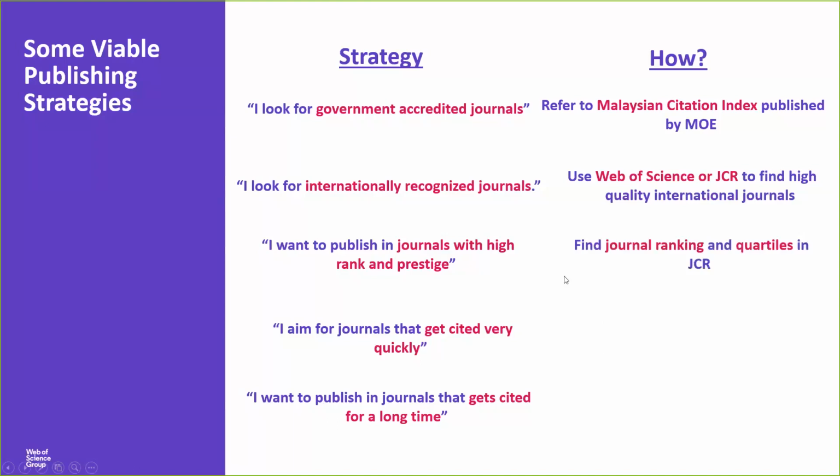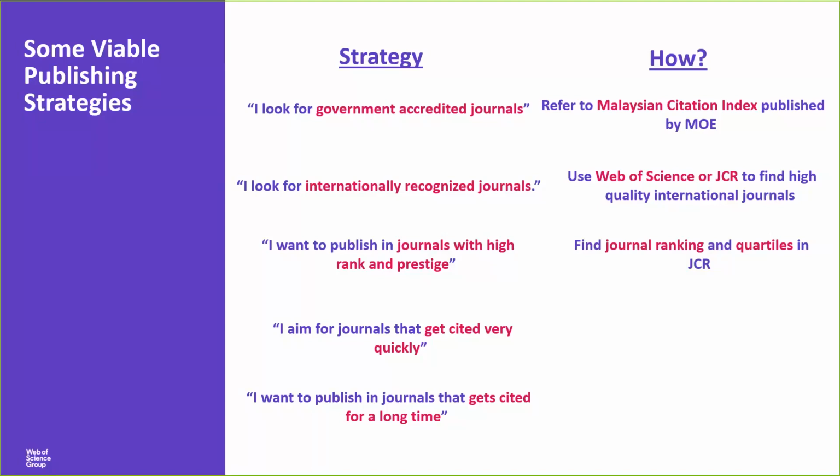The third strategy is to then look for journals that have high rank and prestige. When I talk about high rank and prestige, what I'm referring to is journals that have an impact factor and they must fall under the upper quartiles of their impact factor, meaning Q1 or Q2 kind of journals in JCR. Okay? I will explain a bit about quartiles later on, as well as how journals rank within Journal Citation Reports.